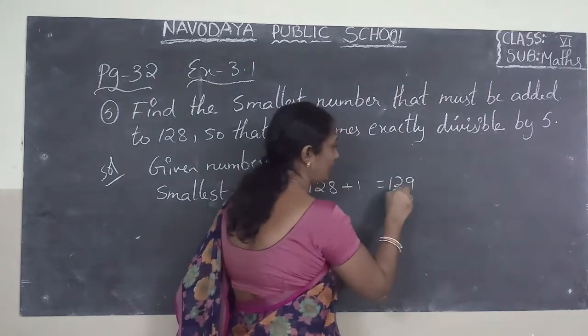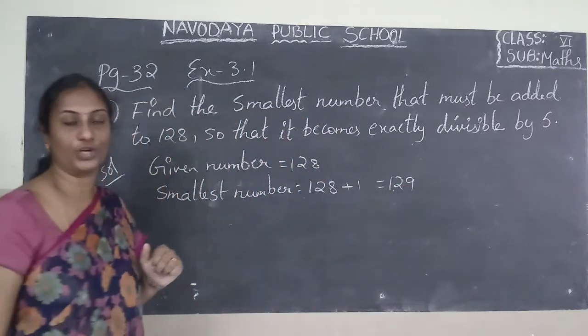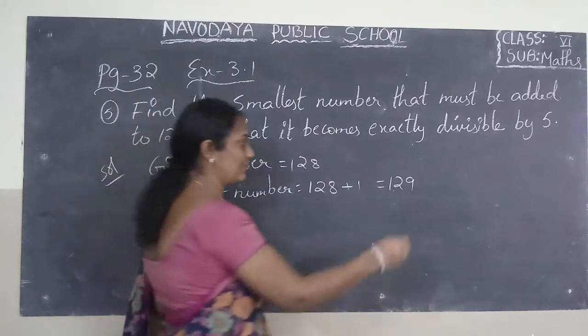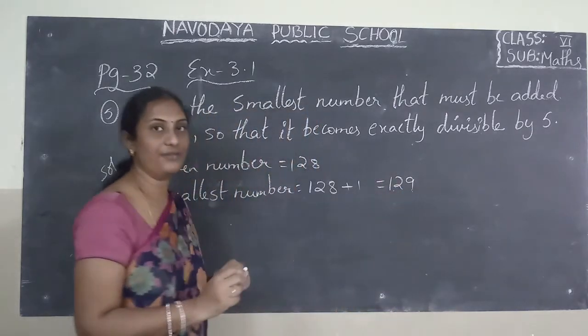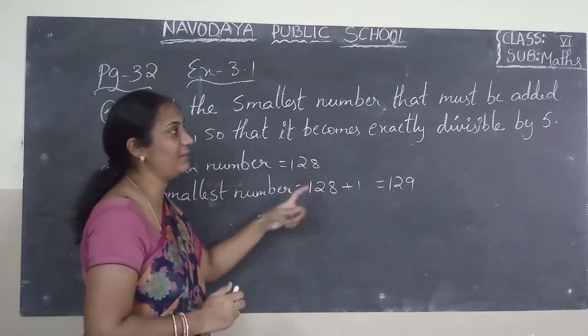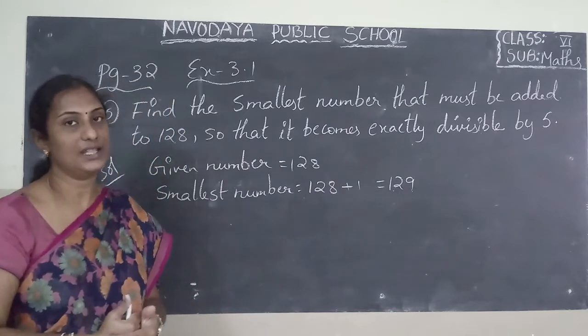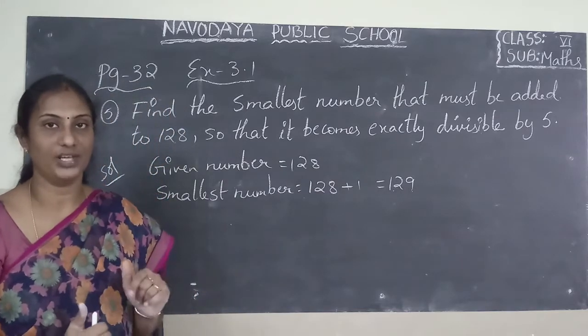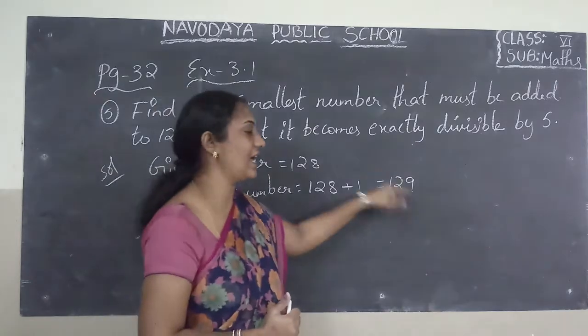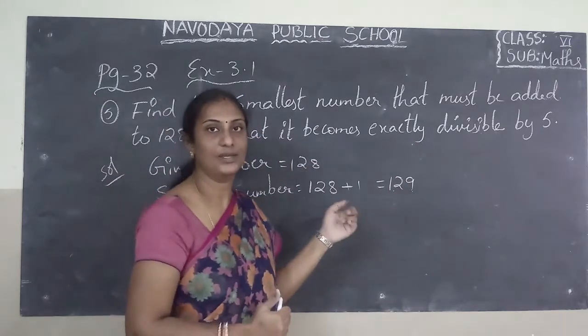129. Is 129 divisible by 5 or not? No. Why? Because in the ones place we got 9. If you want it to be divisible by 5, what do we have to get in the ones place? 0 or 5. But we got 9 here, so it is not divisible by 5.